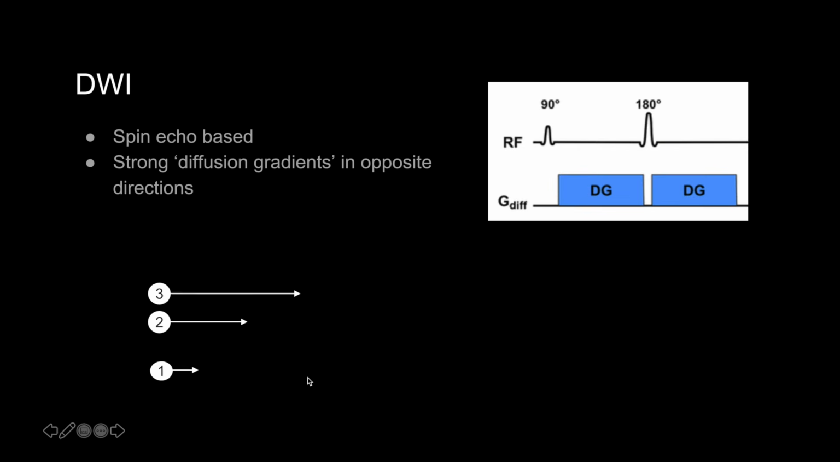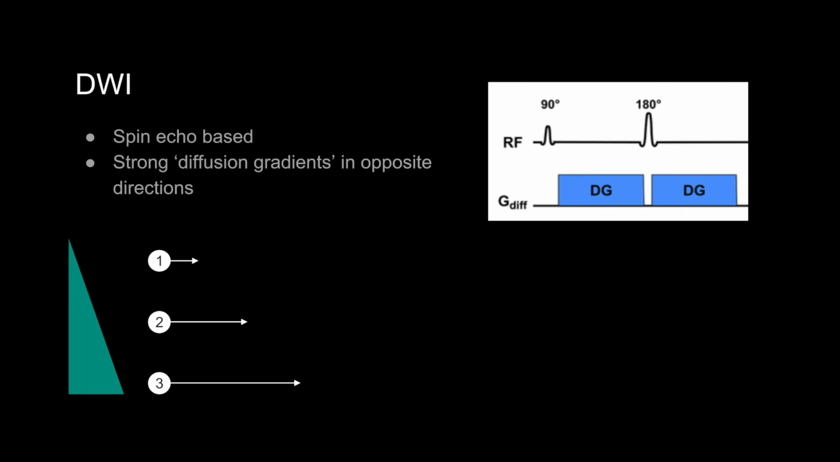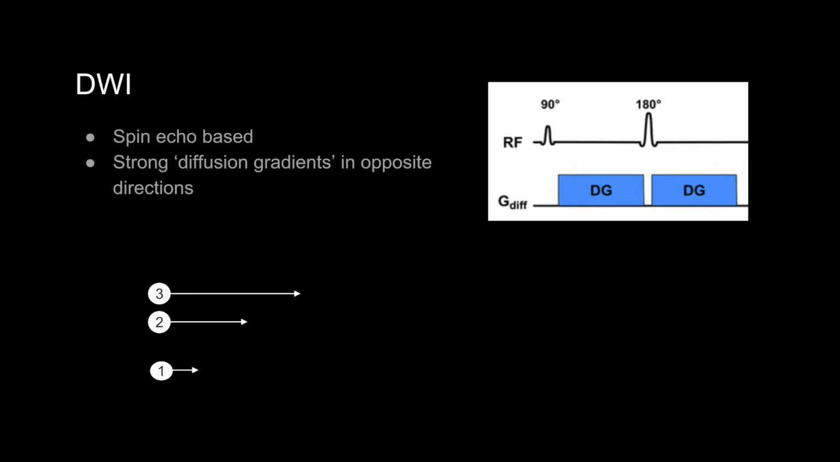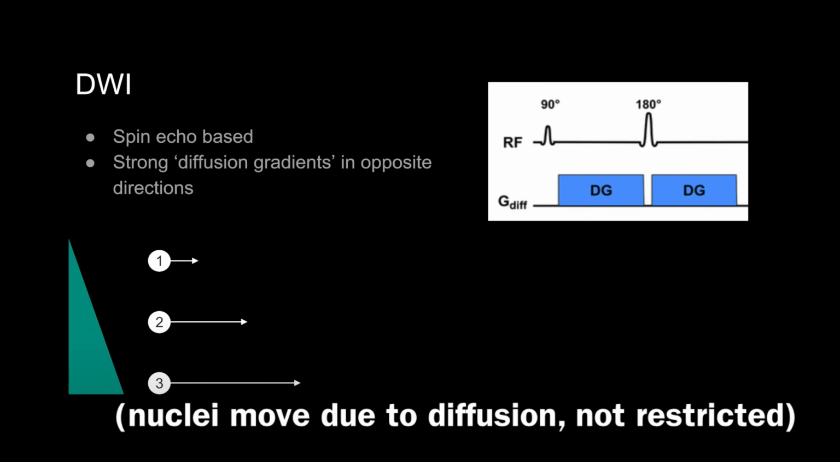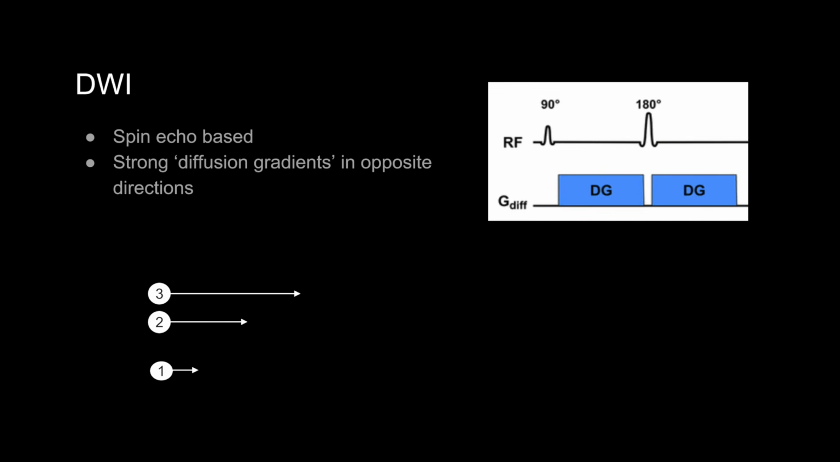Now, in the interval time before we apply the second equal and opposite gradient, these molecules or nuclei happen to move. So they've moved from this position to this position. Now we have 3 at the top here, 1 at the bottom. They've diffused through Brownian motion, and their diffusion has not been restricted.